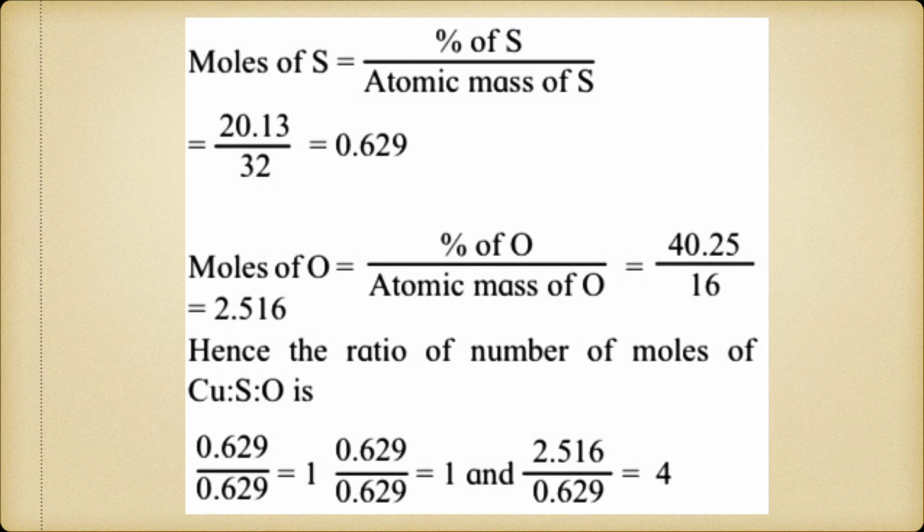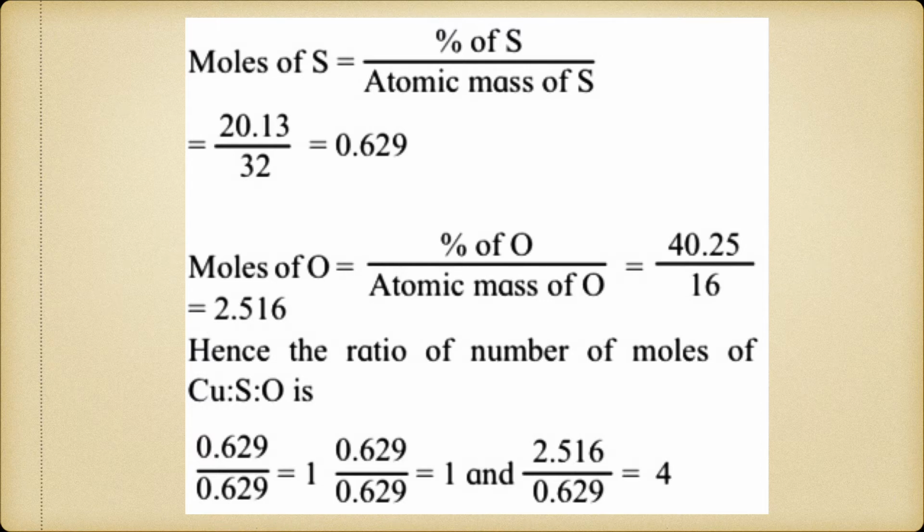So now we have to move on with the next step. What is the next step? We have to find the simplest ratio. For that, I have to divide each of the values of moles by the smallest number. So which is the smallest value? Out of these, it is 0.629. So I am going to divide each of the values by 0.629.